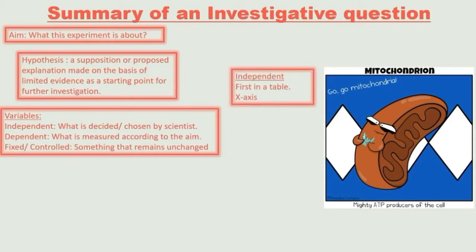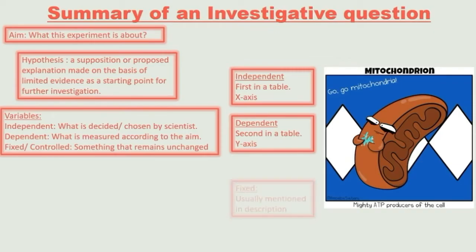So your independent variable, if you have been given a table, will be the first column, and this you will also find on the x-axis of a graph. Your dependent variable will be the second column in a table, and this will be found on the y-axis of a graph. And then lastly, your fixed variables will always be mentioned in the description.